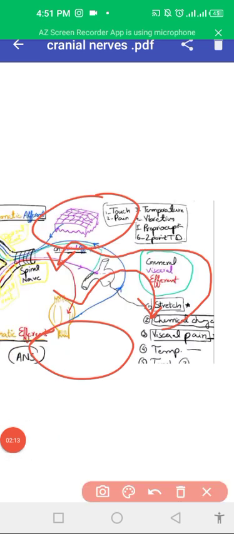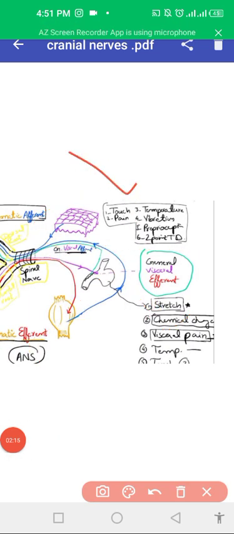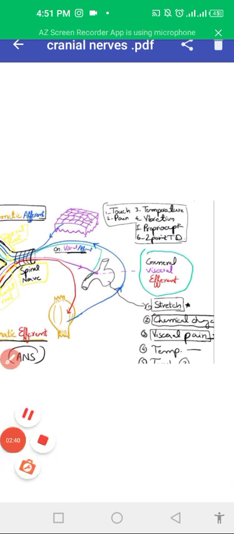So now here you can look at that sensory afferent fiber carries information about touch, pain, temperature, vibration, and perception, while efferent fibers carry information about stretch, chemical stimuli, pain, withdrawal effect, temperature, things where motor movement has to be performed through efferent fibers. So in this way, these fibers work.